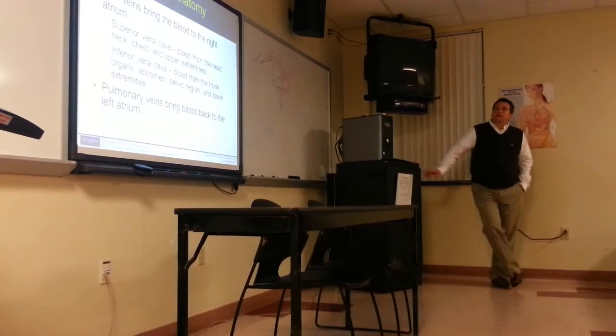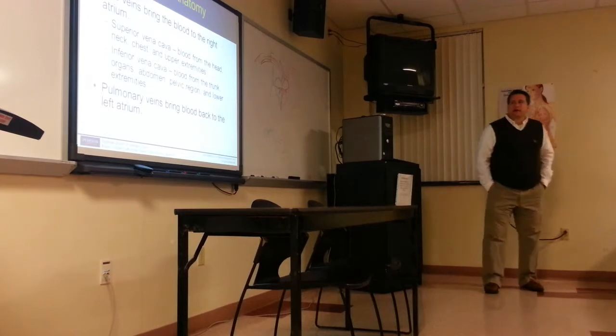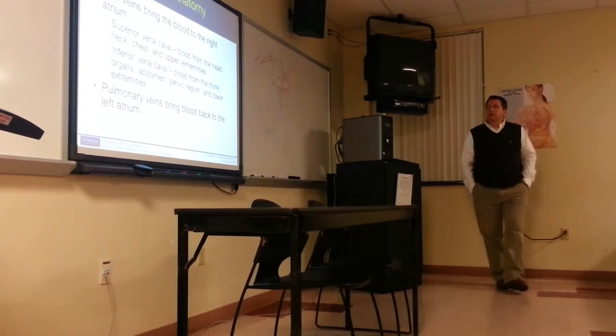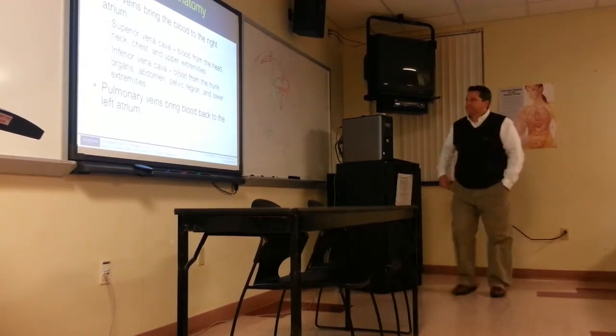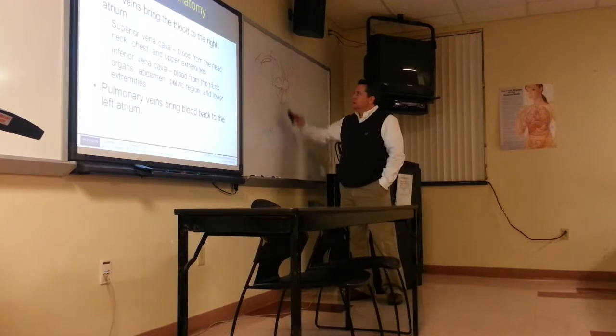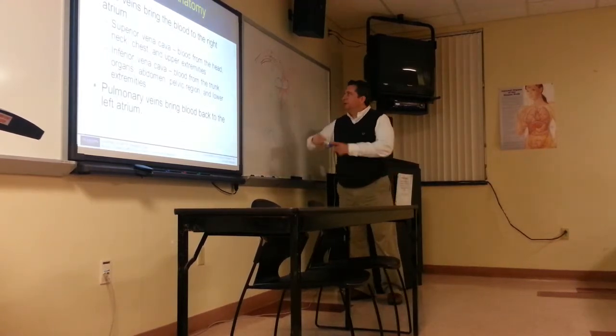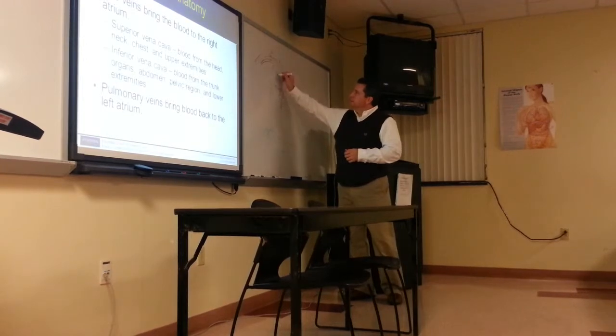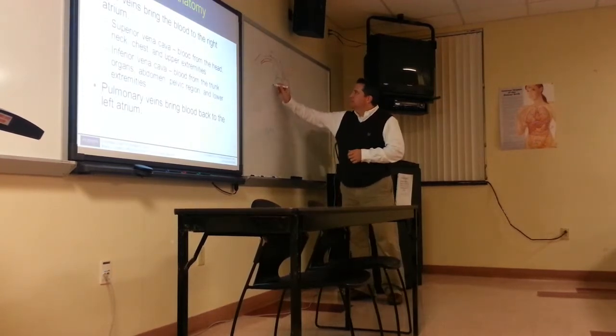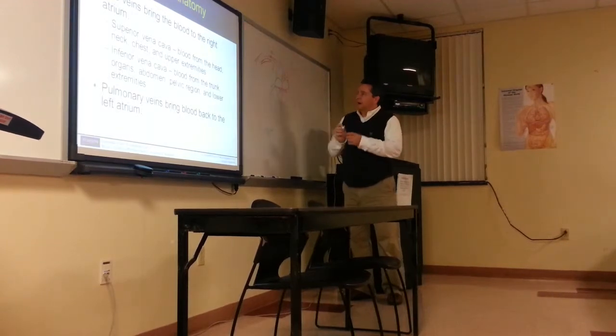Superior vena cava. The vena cava is the largest vein in the body. There's a superior and inferior part. Now, you'll notice how I drew it. It looks like it's two that merge, but that's actually not accurate. That's just for convenience. The reality is, the superior vena cava is going to come in here, and the inferior vena cava is going to come in through the bottom.